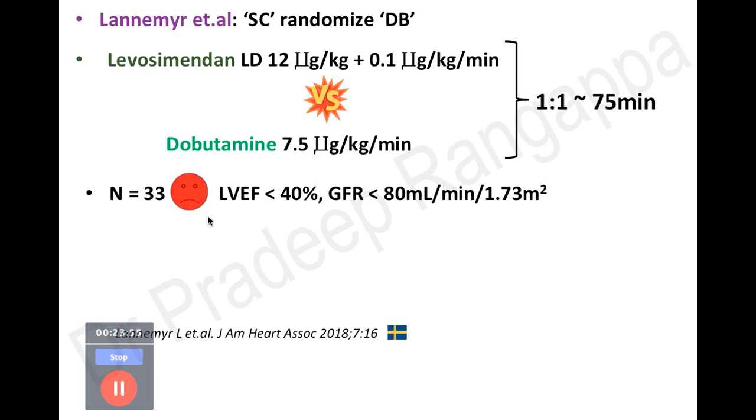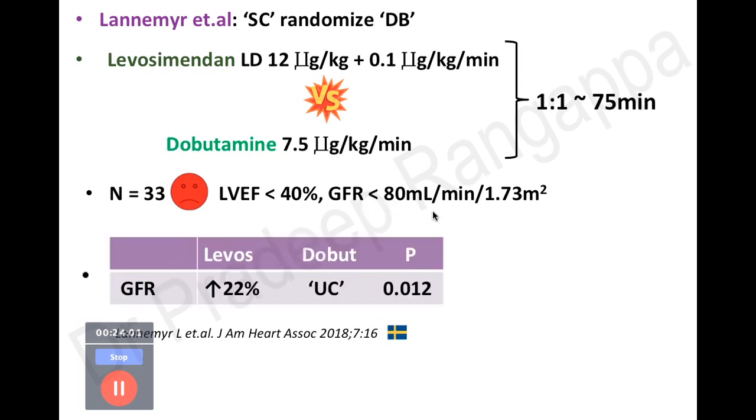So they had 33 patients with LV ejection fraction less than 40, where GFR was less than 80 ml per minute. And they saw the glomerular filtration rate, GFR, increased by 22% in the levosimendan group, and in dobutamine it remained unchanged, which means it has a favorable benefit on reducing the creatinine and improving the GFR in these studies, compared to dobutamine.